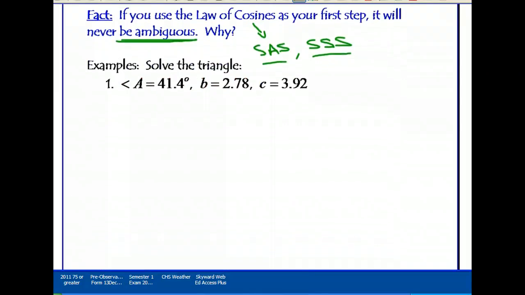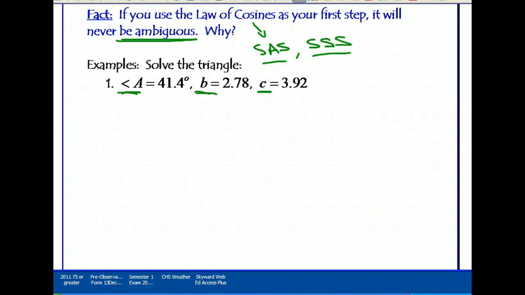All right, so let's try this. We've got a triangle here. We've got angle A is 41.4. We've got side B. We've got side C. And again, you'll notice three letters that are different. And when we put this all together, I'll show you one case where there's three different letters where you don't use law of cosines.